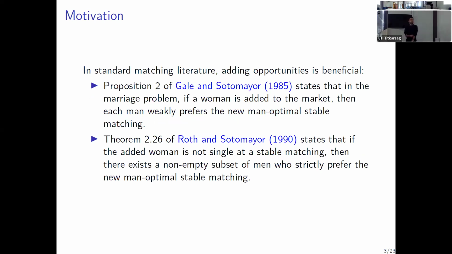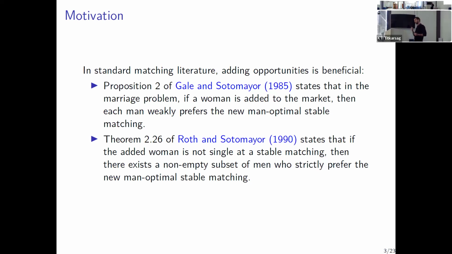But what we know from the standard matching literature, by which I mean the marriage problem introduced by Gale and Shapley, in which we have men on one side and women on the other, is that in general, when we have more opportunities, it is beneficial for agents. The first result, by Gale and Sotomayor, states that in the marriage problem, if we add a woman to the market, then each man weakly prefers the new man-optimal stable matching. By man-optimal stable matching, I mean the stable matching that is preferred by each man.